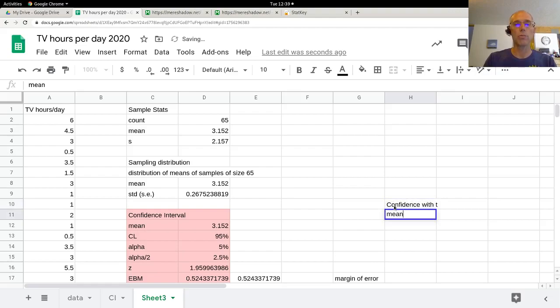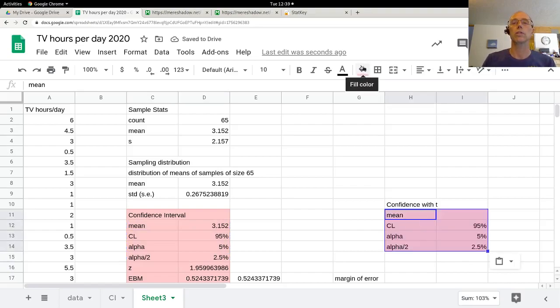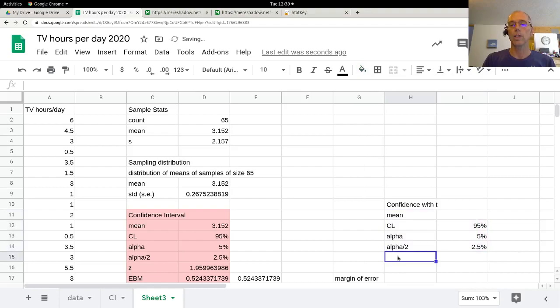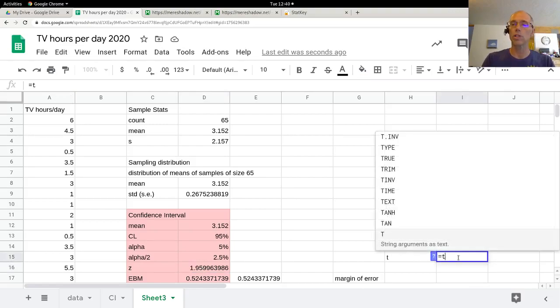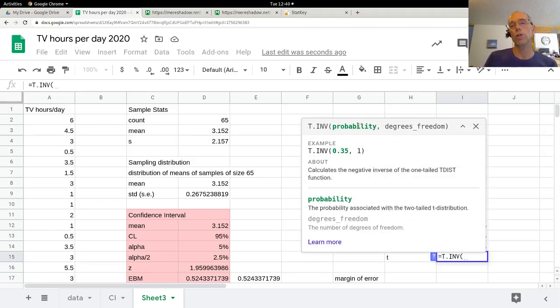We still need to know the mean. We still need the confidence level. So really I can just copy this stuff right here. And let's change the coloring. All right. Now instead of finding a z-score, I want a t-score. So where I used norm inverse over here to get the z-score, in this case, I'm going to use the t inverse formula. And the t inverse formula is slightly easier to use. So t.inv. It wants to know what's your tail probability.